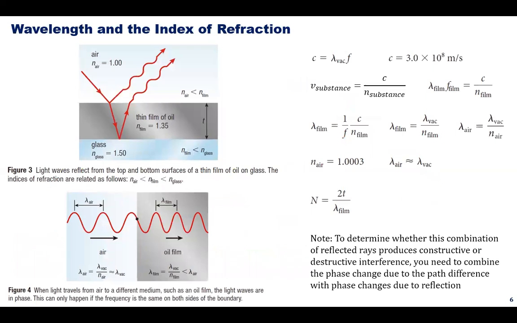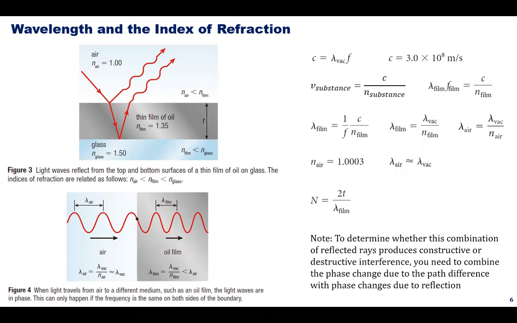So how does wavelength relate to the index of refraction? Here on the top left, figure 3 shows a light wave striking a thin film of oil on a glass slide. The waves reflect from the top and bottom surfaces of the film of oil. Assume that the angle of incidence is zero.